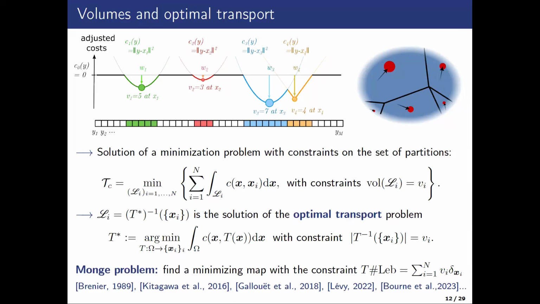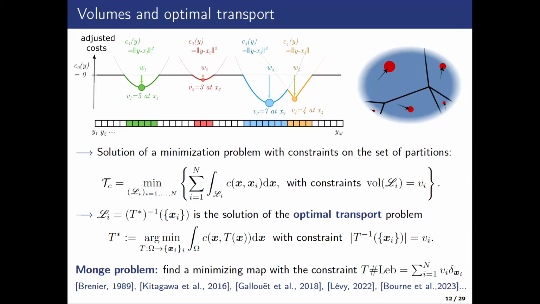You compute the tessellation, and at each step of the algorithm you put the xi at the center of the Laguerre tessellation you compute, and at some point you reach a fixed point, which is the minimum of that total cost. I'm not sure I answered your question.